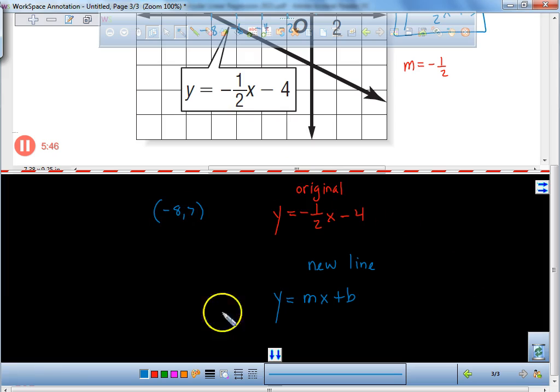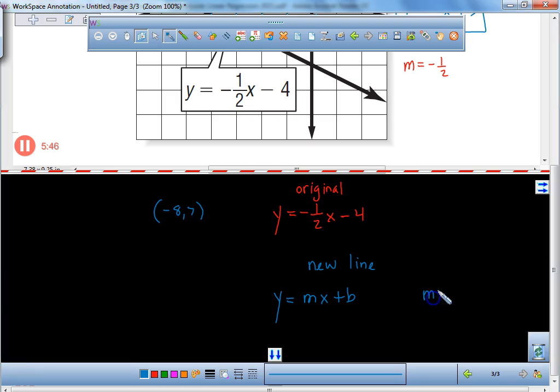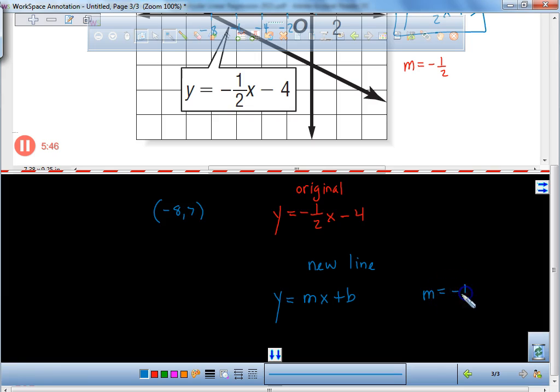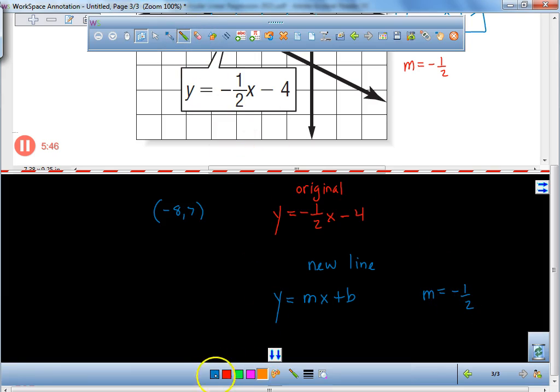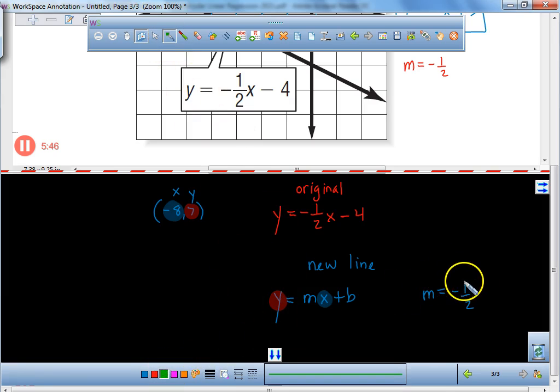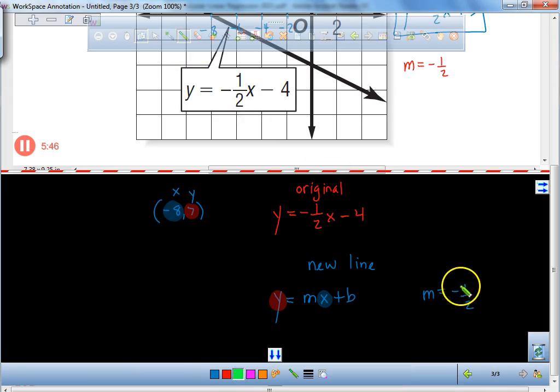Now, we already have our answer, but I want to show you how to do this without doing any graphing. So what do we know for sure about our new slope? Our new slope has to be the same. So what's our new slope? Negative 1 half. Very good. Okay, so check this out. This is my x value that I'm going to plug in right here. This is my y value that I'm going to plug in right here. And this right here is my slope. So I'm going to take this slope and plug it in right there.